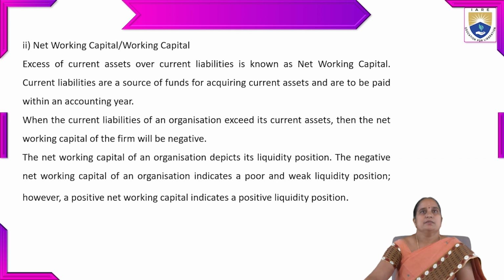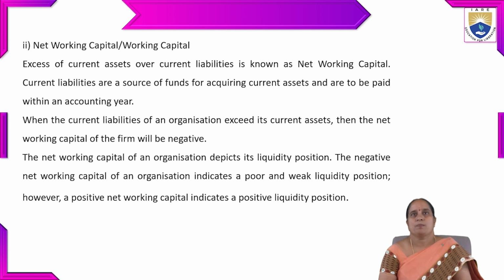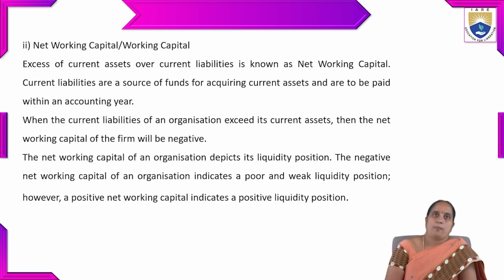Then the second category is net working capital or working capital. Excess of current assets over current liabilities is known as net working capital. Current liabilities are a source of funds for acquiring current assets and are to be paid within an accounting year. So within that accounting year, we have to acquire the current assets and pay the current liabilities. That is known as net working capital or working capital.